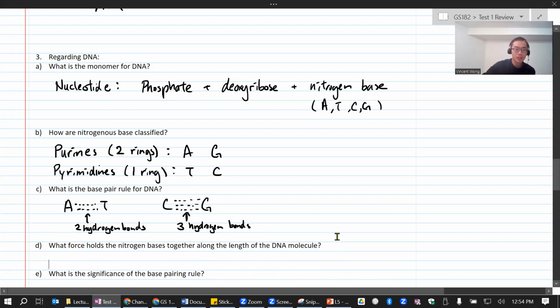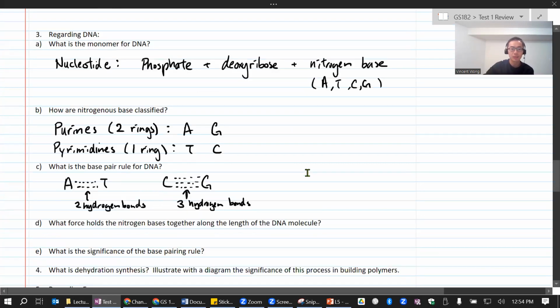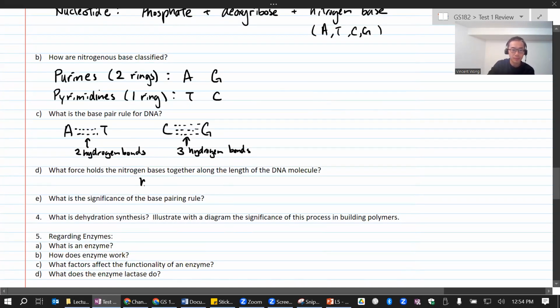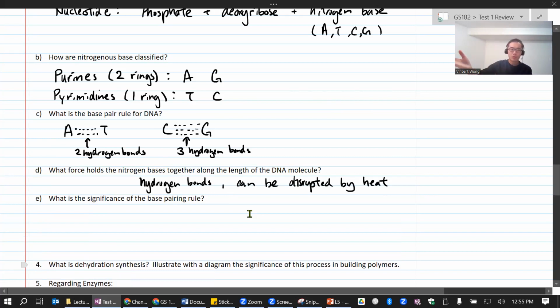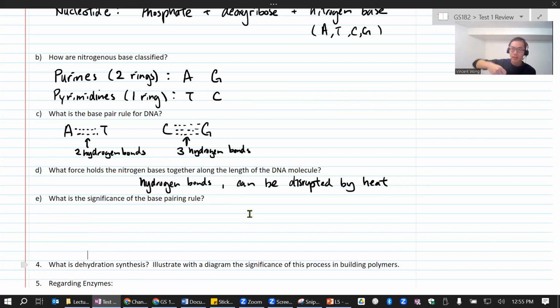What force holds the nitrogen bases together along the length of DNA? I just told you, it's the hydrogen bond. And they can be disrupted by heat. If you heat things up, you will break the hydrogen bonds. So think of water. If you heat it up, you break the hydrogen bonds. When you break enough hydrogen bonds, the water molecule escapes from the liquid, goes into the air, becomes steam, right?